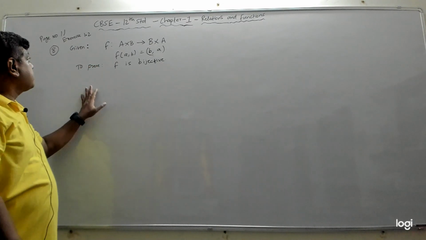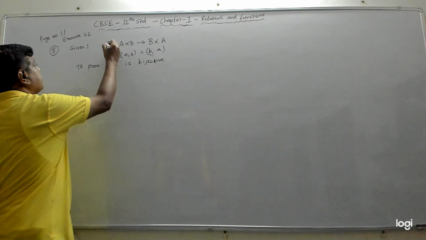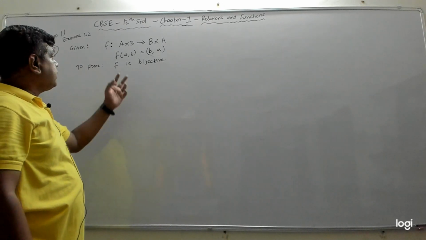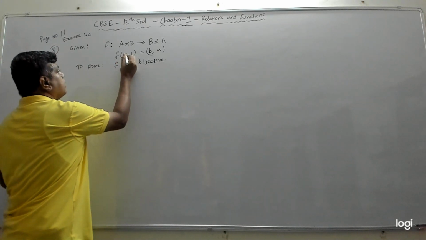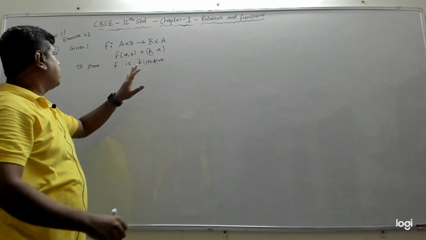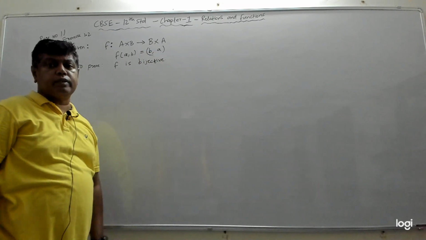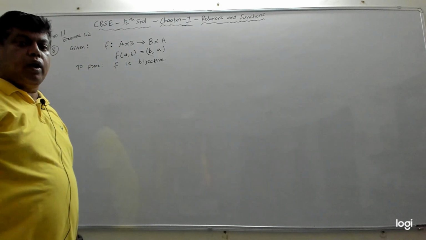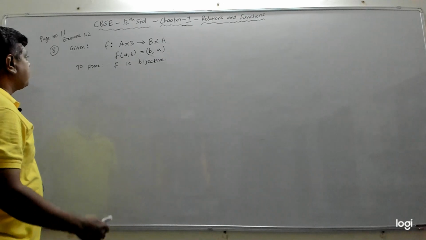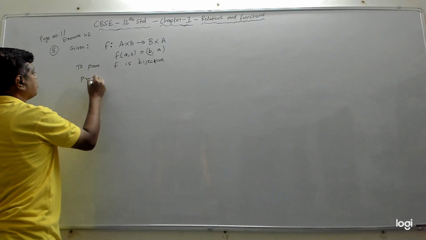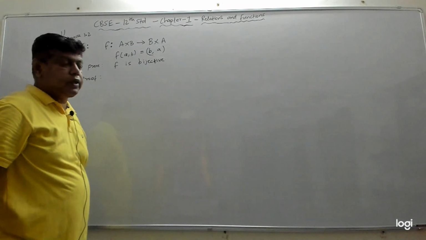So what is given is f is a function from set A cross B to B cross A such that f of (a, b) is defined as f of (a, b) equals (b, a), and what we have to prove is that f is bijective. So bijective meaning we have to prove f is 1 to 1 and onto. Once we prove f is 1 to 1 and onto, then f becomes bijective.